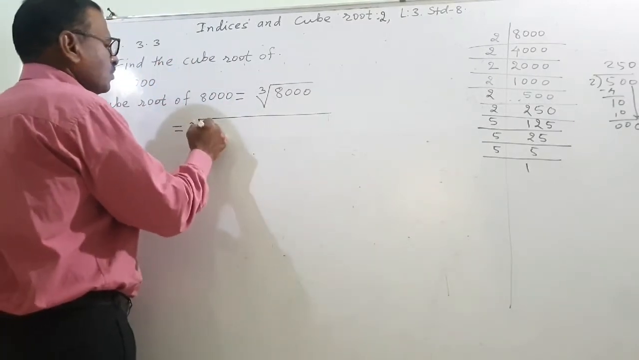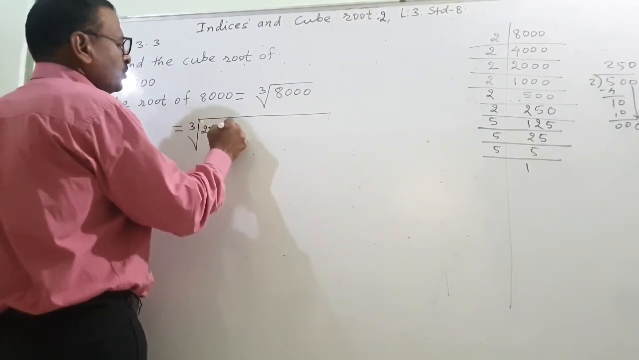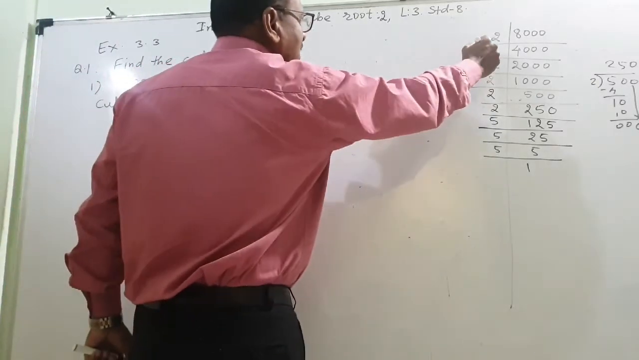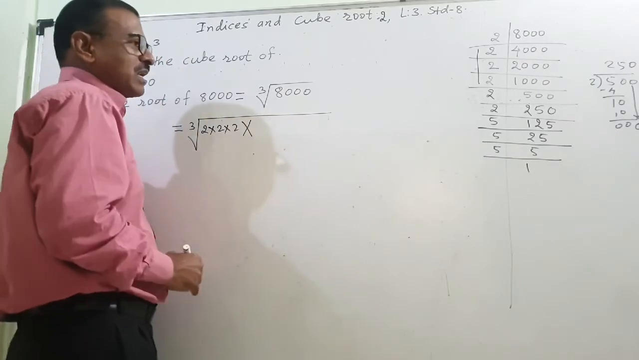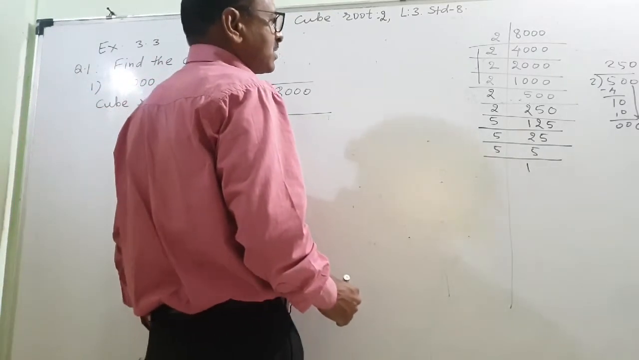Cube root of 2 into 2 into 2, these 3 times I have written. Give a bigger multiplication sign so that you can understand this.